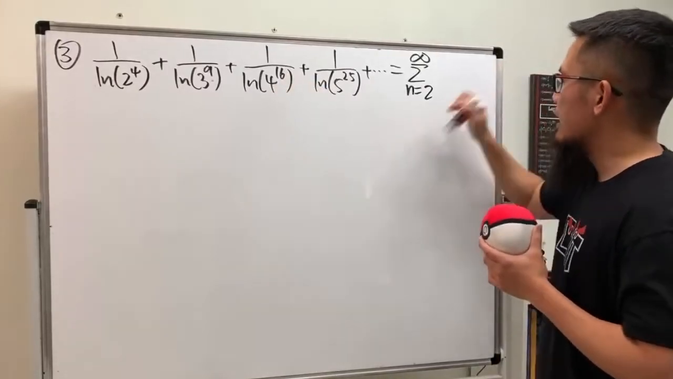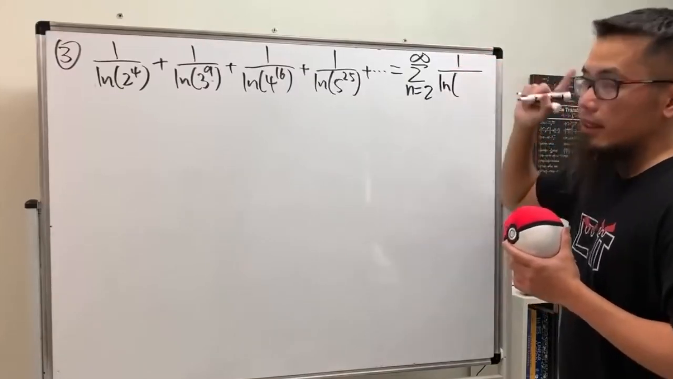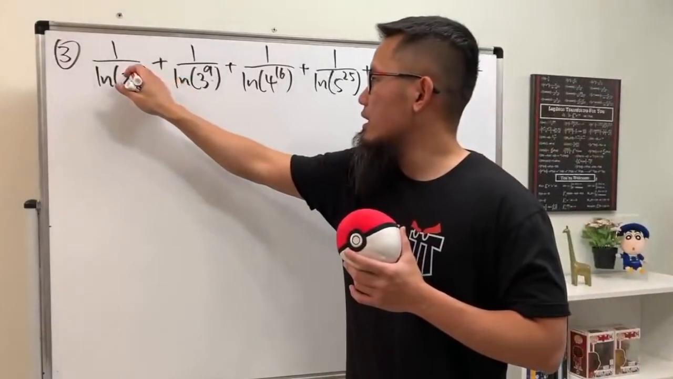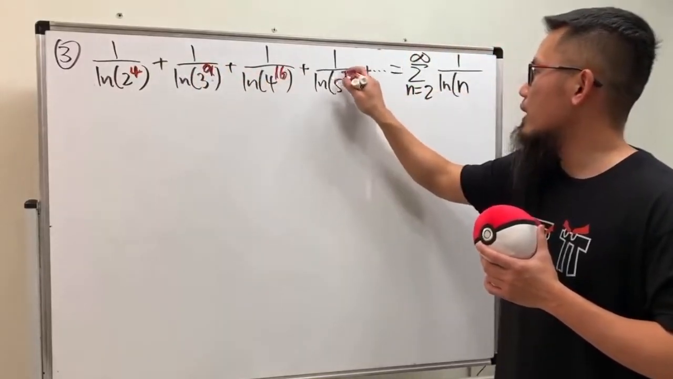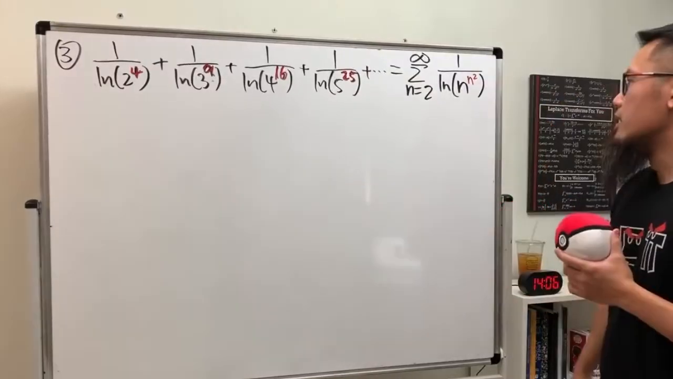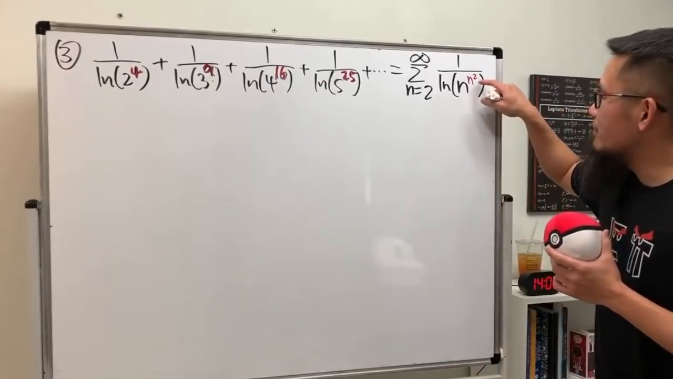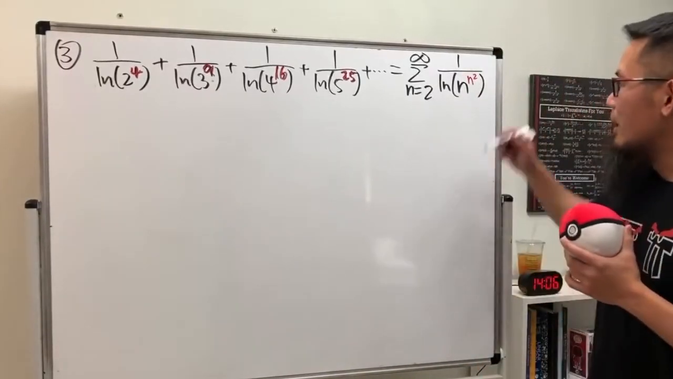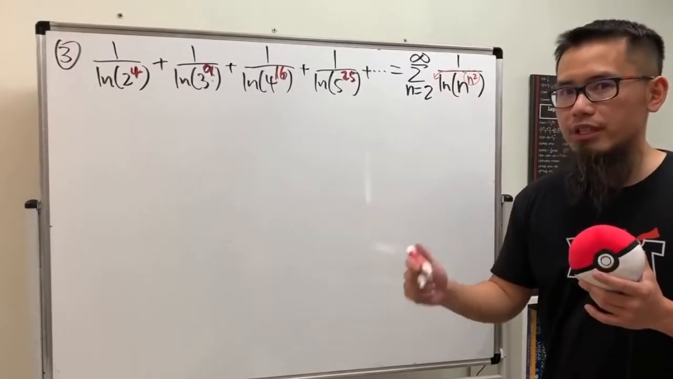So the deal is that if we start with 2, then the formula is 1 over ln. The base is just n. But the power, again, if you look at 4, 9, 16, 25, they are just going to be n squared. So this right here might look super intimidating because we have n, and then to the n squared power. That's bizarre, but don't worry too much, because we can actually bring this to the front, right? Thanks to the ln property.